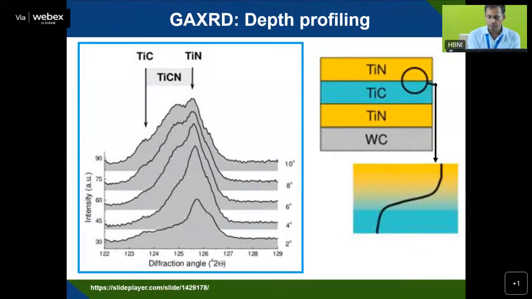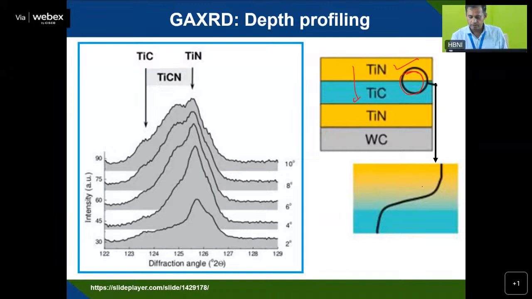Another example I have shown here is an intermetallic structure. The top surface is titanium nitride, then titanium carbide, again titanium nitride, and tungsten carbide as the bottom substrate. If you go from here to here, you can see the region I have selected. In that region, see how the titanium nitride and titanium carbide peaks are overlapping each other.